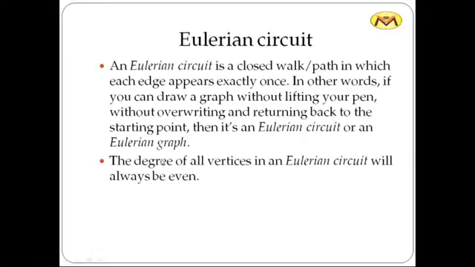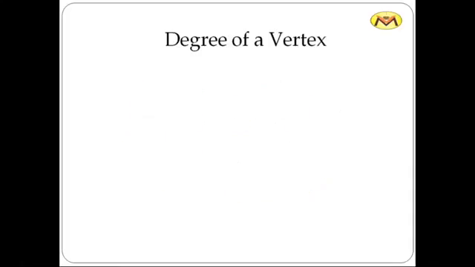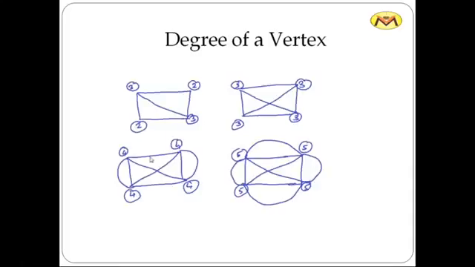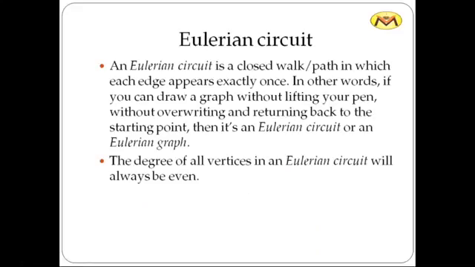This was a case of an Eulerian graph or an Eulerian circuit, because we were able to start from a city and then come back to the same city. And in an Eulerian graph or an Eulerian circuit, we can see that the degree of all the vertices is always even. It will always be even.